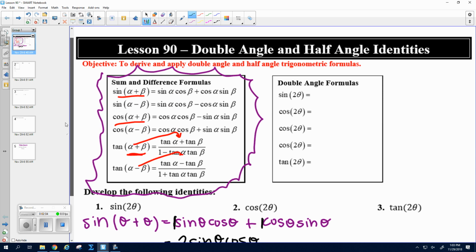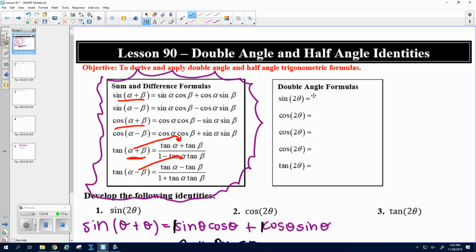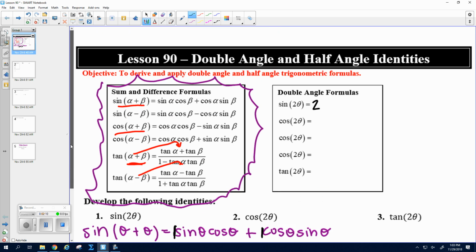That is one double angle formula that eventually is easier to memorize, or you could develop it every time. 2 sine theta, cosine theta. All right, so fill it in the box.